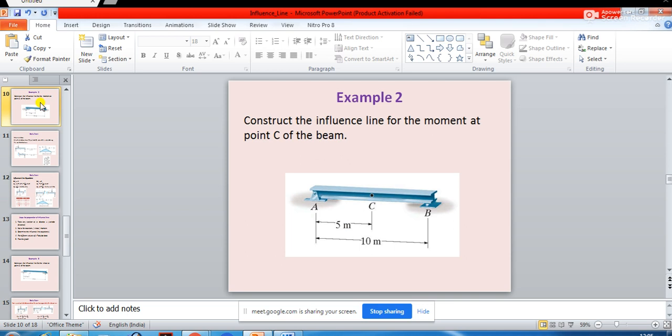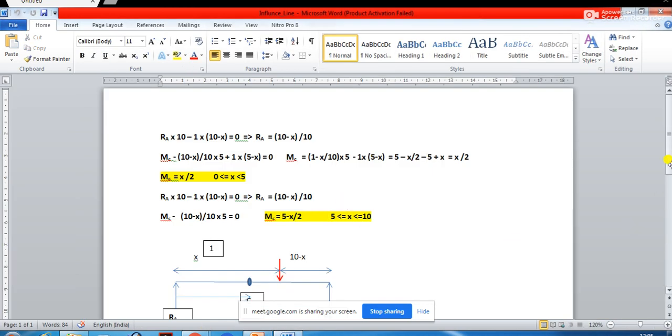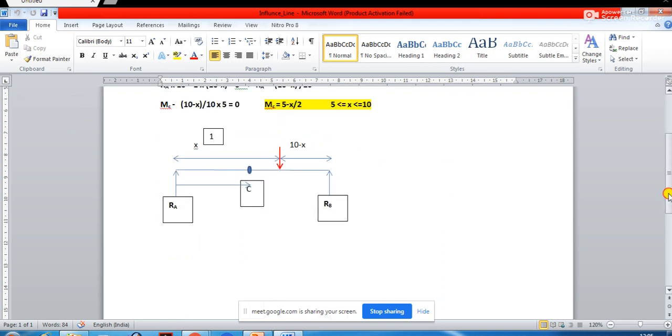No, example 2 we have not discussed yet in detail, right? Yes, sir. Example 1 only we have discussed, the influence line diagram for reaction only.